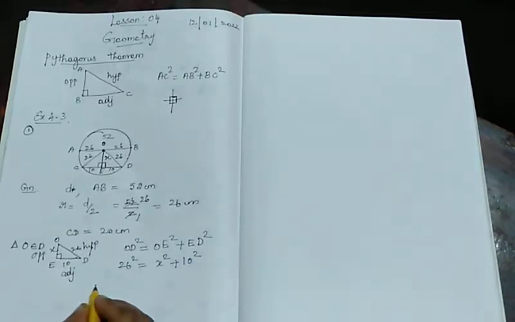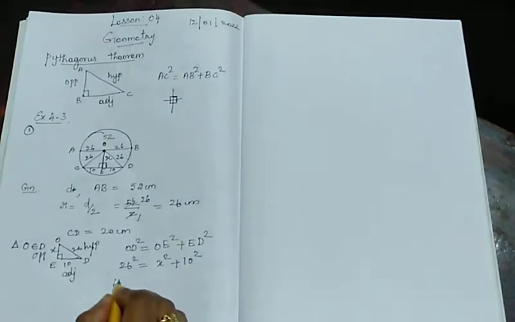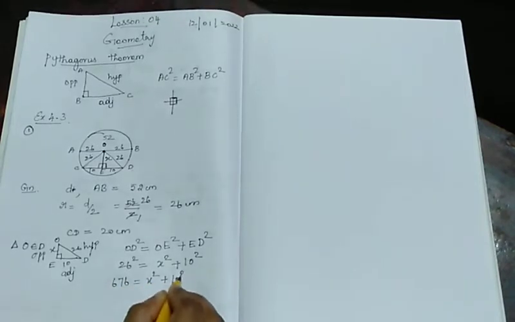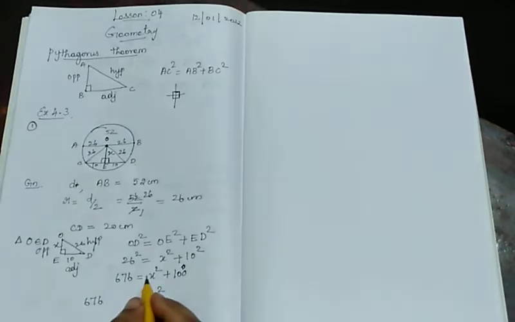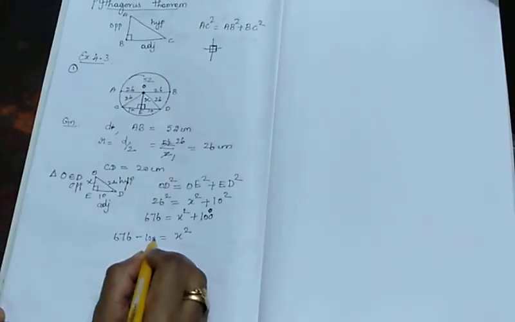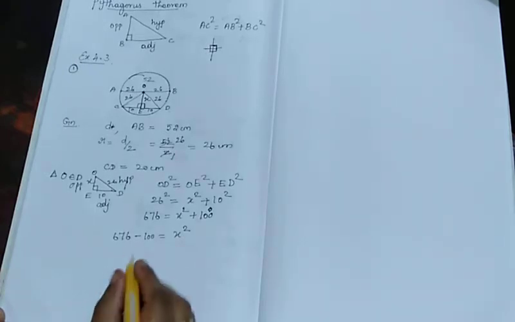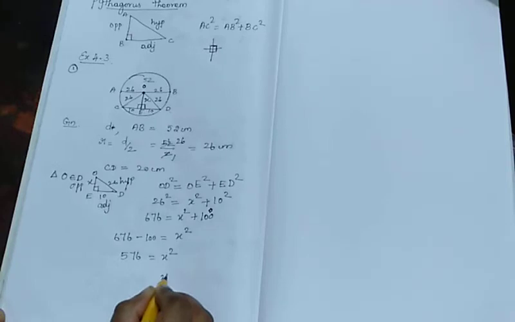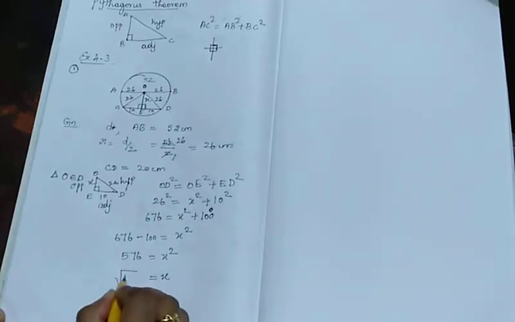What is 26 square? 676 equal to x square plus 10 square. So x square is equal to 676 minus 100, comes to 576. So x is equal to root of 576.